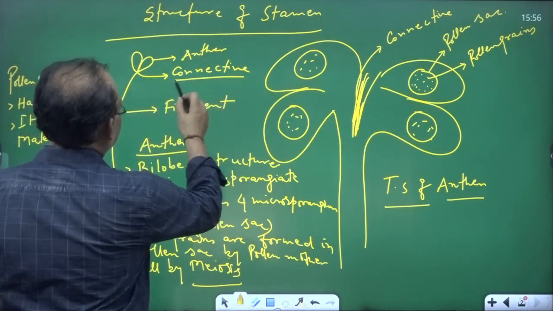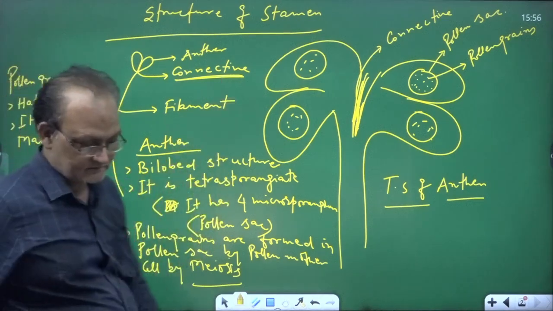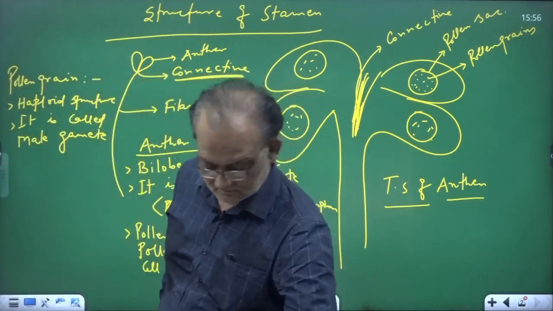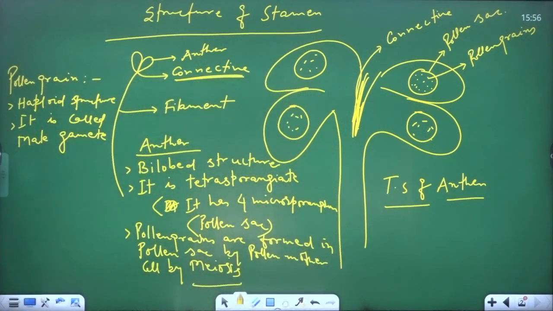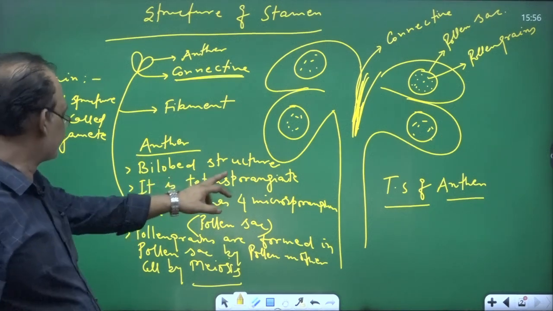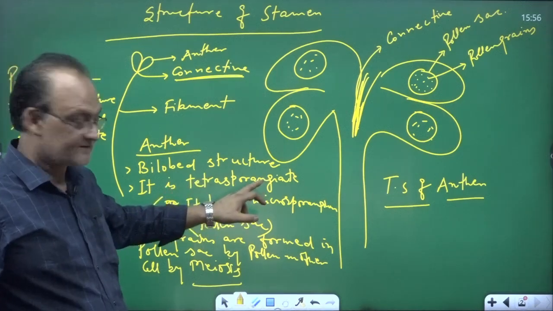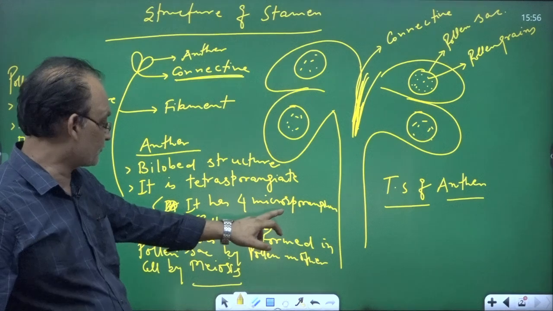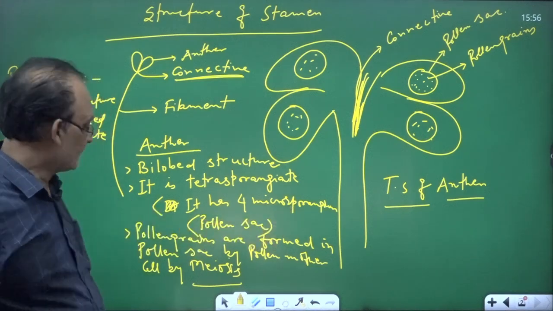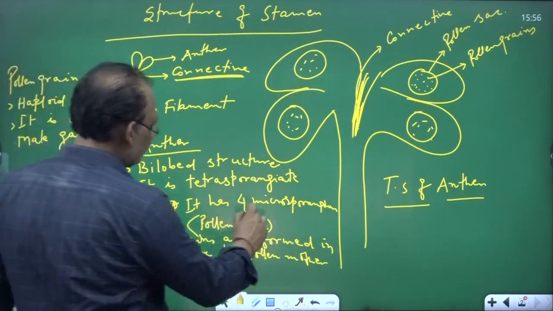If you want to write about the connective as well, you can write. Bilobed structure. It is tetrasporangiate. It has 4 microsporangia. Microsporangium is also called pollen sac.